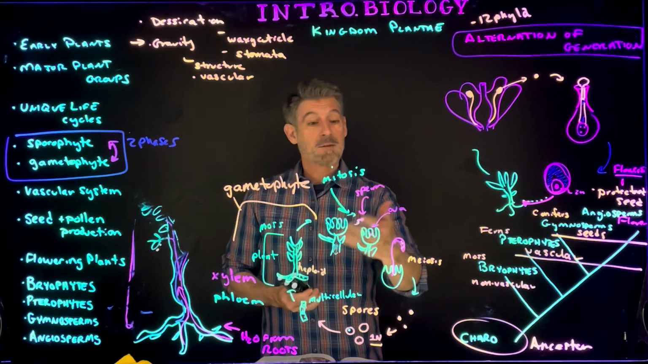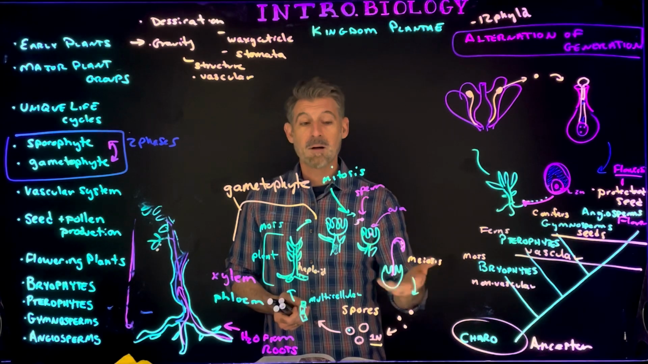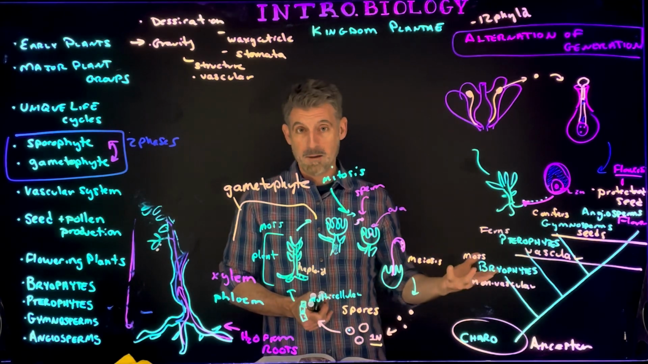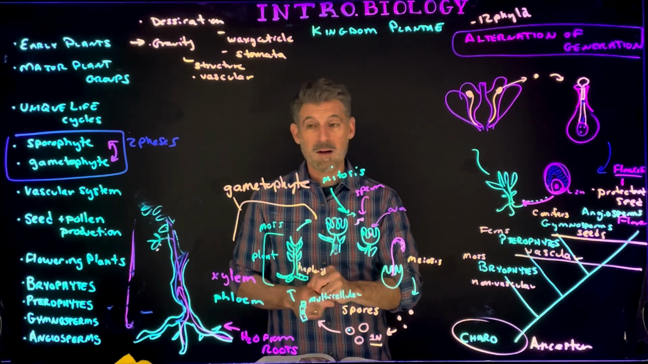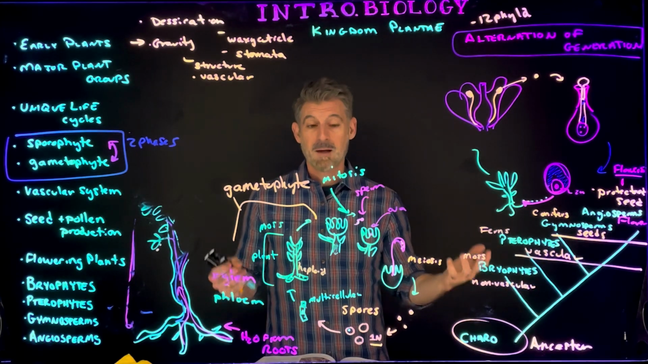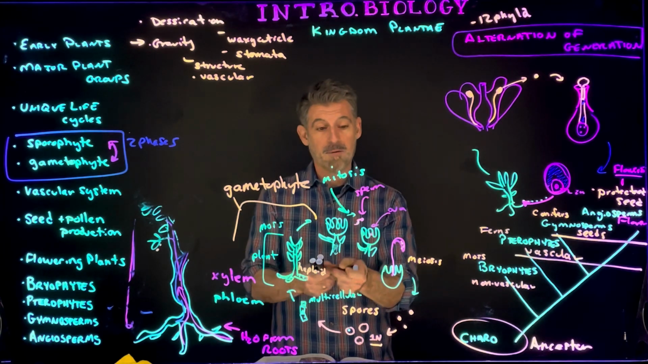The sperm swims. So how is fertilization going to occur? Mosses need water for fertilization, right? Why do you only see mosses in wet environments? You don't see them in dry places because the sperm have to swim in order to get to an ova to undergo fertilization.